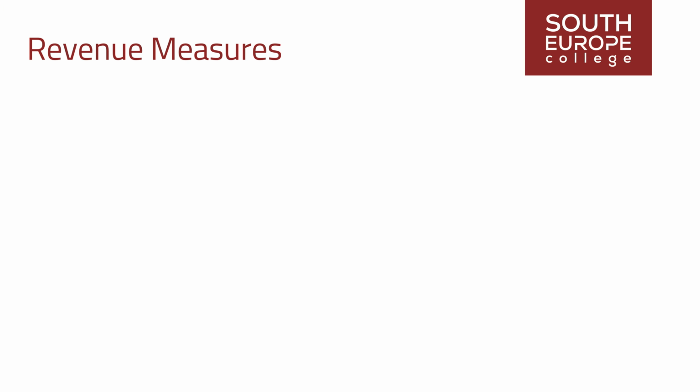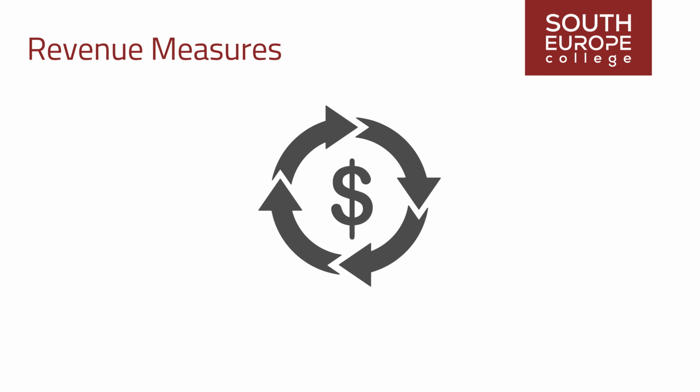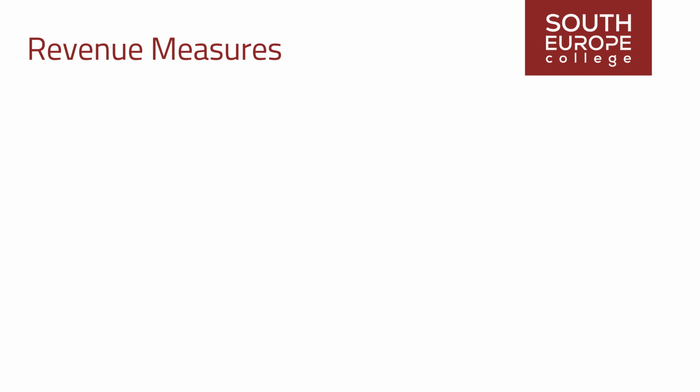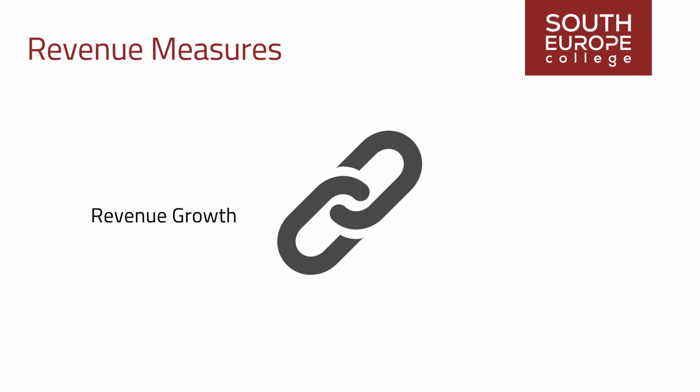The impact of procurement and supply strategies on company revenue is evident in revenue measures. For instance, being early adopters of supplier technologies can lead to exclusive access, resulting in volume growth and favorable pricing for new product applications. Furthermore, revenue growth is tied to meeting product launch dates through impeccable supplier performance, securing a first-to-market advantage with premium pricing. Supplier performance directly influences the success of a product launch, making it a critical factor in revenue generation.